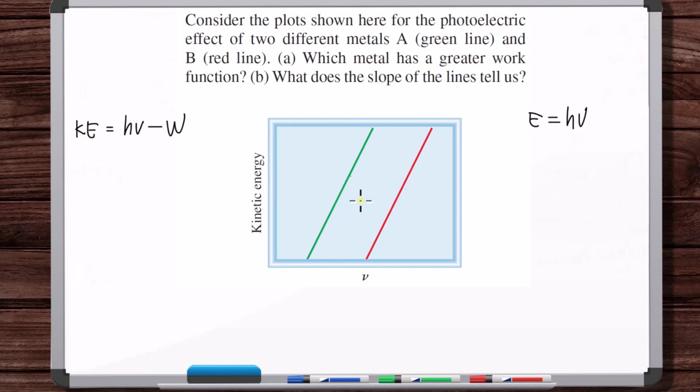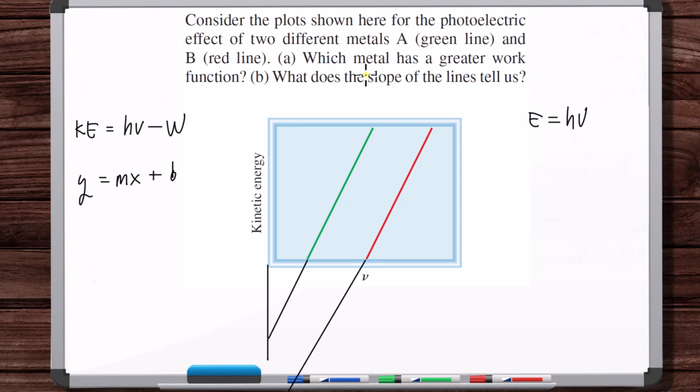And so if we look at this plot here, we've got kinetic energy on the y-axis, and on the x-axis is frequency. So, okay, this is in the right form. So if we think about this like y equals mx plus b, and if we extend this down, the y-intercept, when the frequency is equal to 0, this would extend to here, this would extend down here.